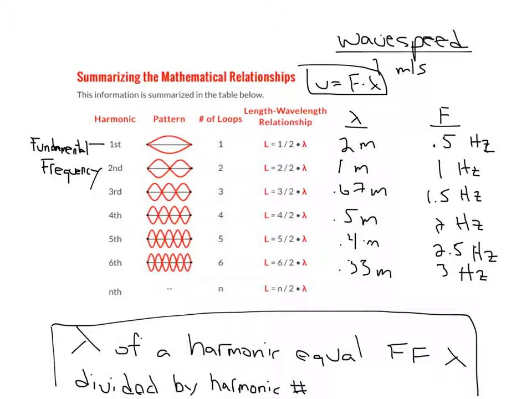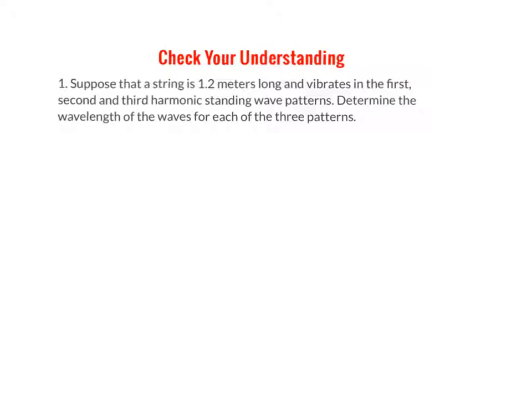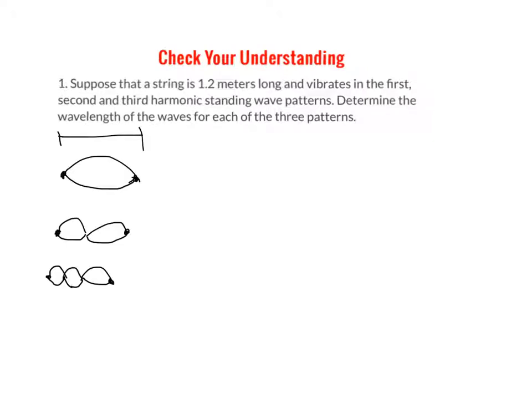It's awesome. All right, so let's check your understanding with a few quick questions here. Pause the video so you can think about this, but go ahead and read this question and see if you can come up with the right answer. All right, so here's the situation. We have a 1.2 meter string. We've got the first, second, and third harmonic, right? So the number of the harmonic is the number of half waves we have.